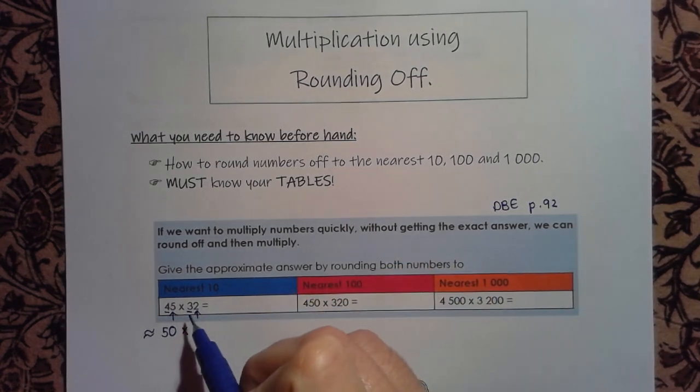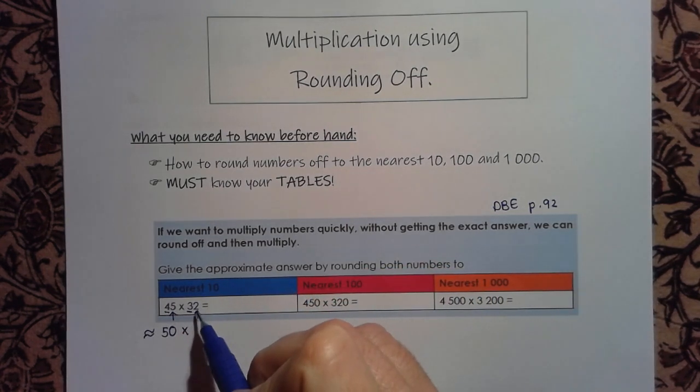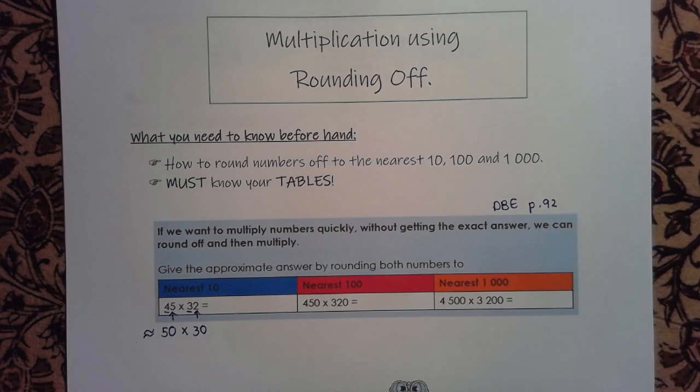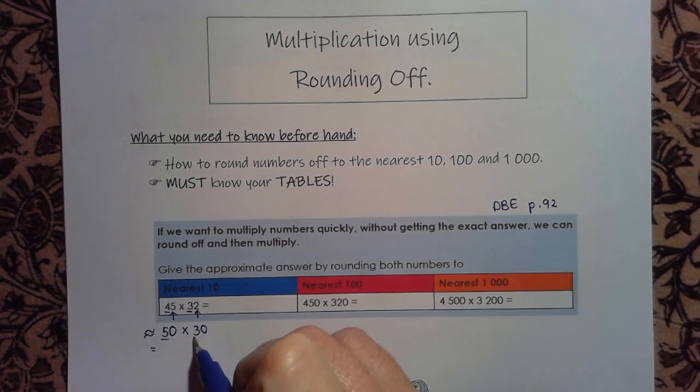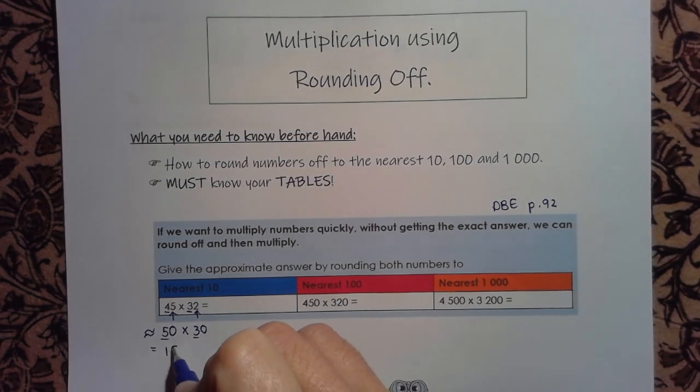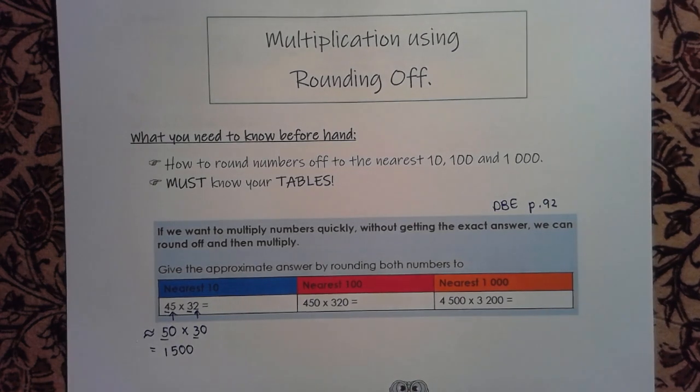Okay, and then 32. The 2 is the indicator, which tells us if the 10 is going to change or not. The 2 is going to cause the 3 to stay the same. So your answer here will be 30. And now you can just multiply. So 5 times 3 is 15, and your answer will have 2 zeros in it. So 15 with 2 zeros is 1,500.